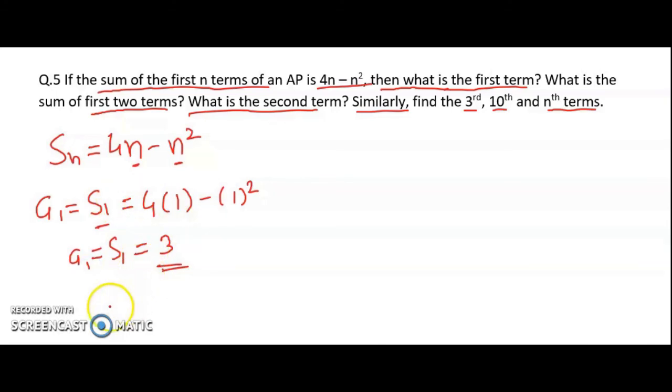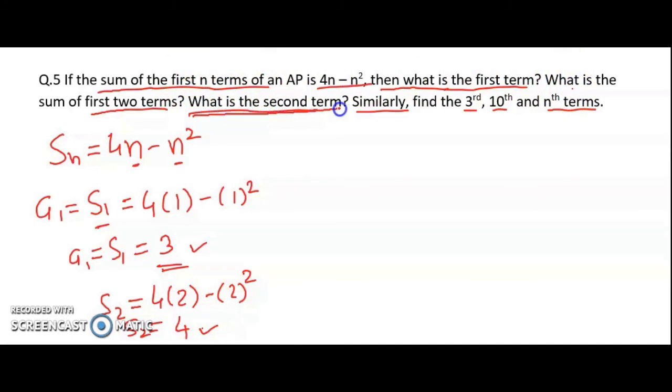Now if you want to find out the sum of first 2 terms, S2, then we will replace n with 2. So this is 4 multiplied by 2 minus 2 squared. If you simplify this, you will get S2 equal to 8 minus 4, so you will get the answer 4. So the sum of the first term is 3, and the sum of the first 2 terms is 4.